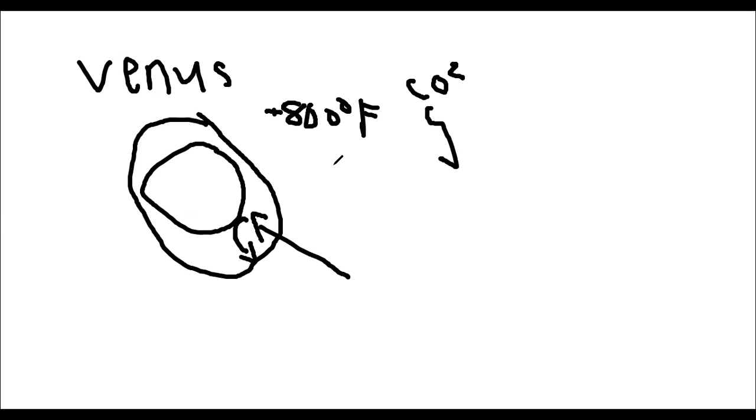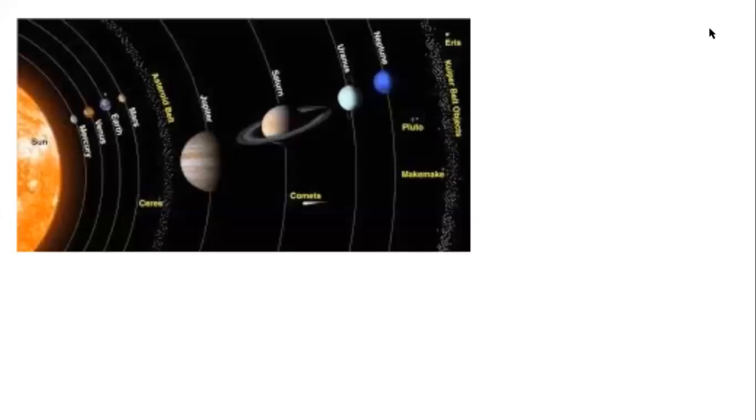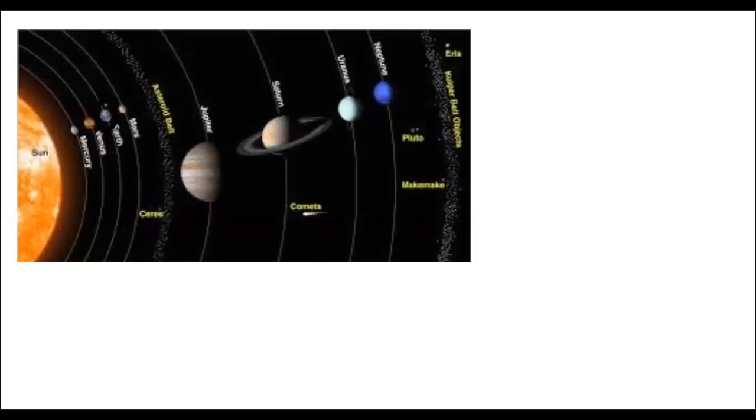So that's pretty much it about Venus. And just a fun fact, Venus is named after the Greek goddess of love, Aphrodite. So let's move on. Now we'll be talking about Earth, our home planet.